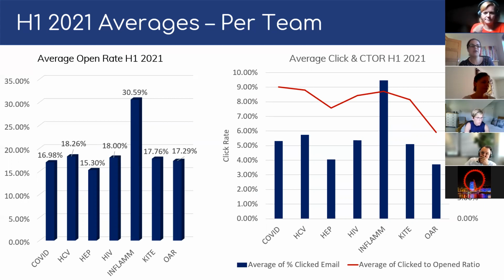And then again, we've got our click rates on the right-hand side, which are the blue bars, and our click to open rate, so that more in-depth metric, which is the red ones on there as well. And you'll all get access to these slides, so you can go in and have a look. And I can talk you through them in each of our individual meetings as well.